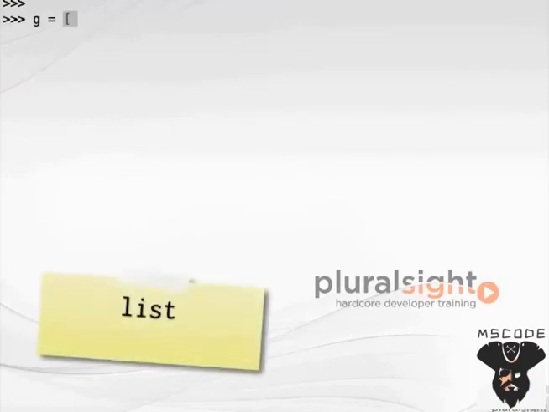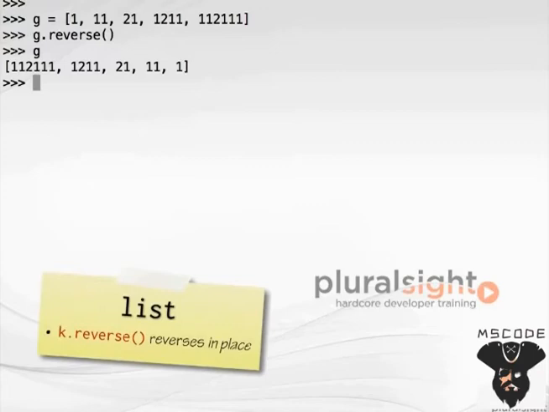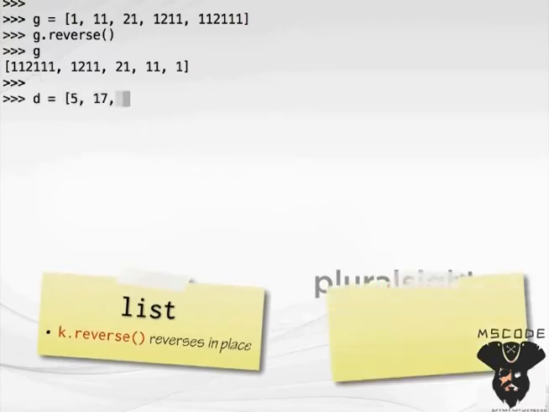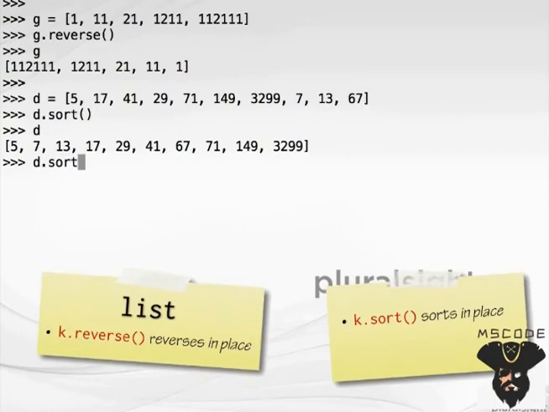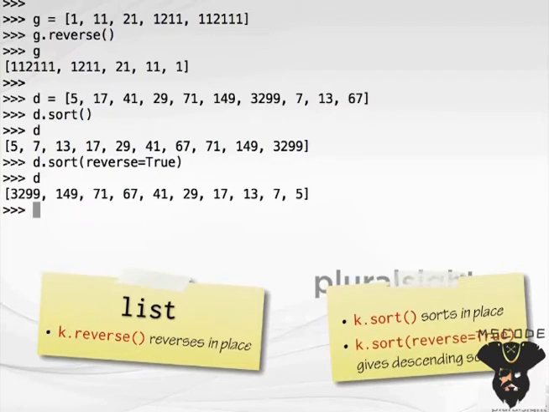Before we move on from lists, let's look at two operations which rearrange the elements in place, reversing and sorting. A list can be reversed in place simply by calling its reverse method. Similarly, a list can be sorted in place using the sort method. The sort method accepts two optional arguments, key and reverse. The latter is self-explanatory, and when set to true, gives a descending sort.